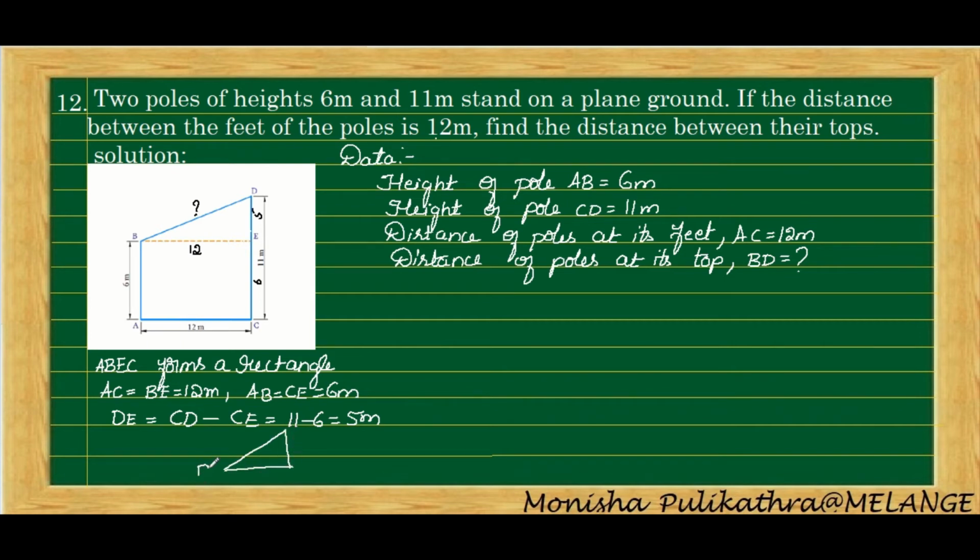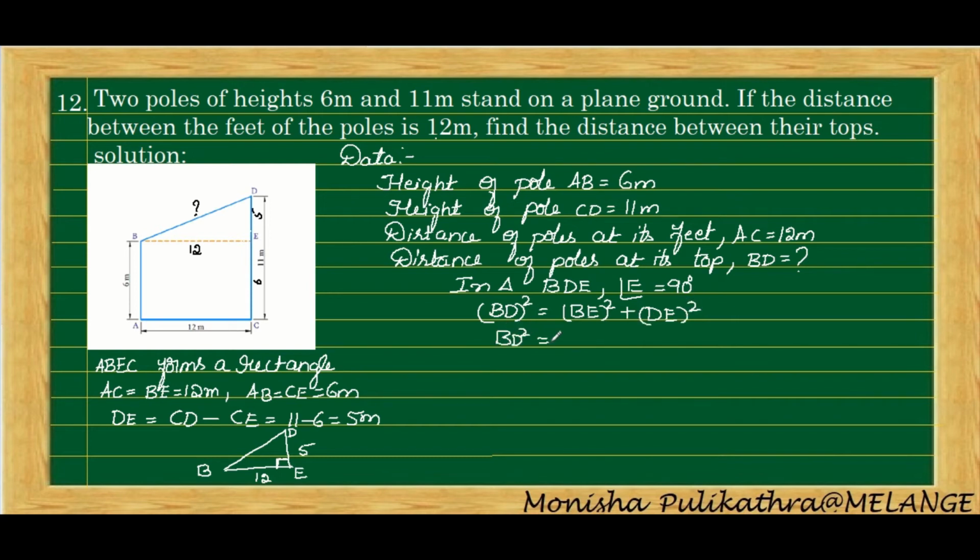So that is B, E and D. So here DE is 5 and BE is 12. So this is a right angle triangle. If it is a right angle triangle, we can apply Pythagoras theorem. So in triangle BDE, angle E is equal to 90 degree. By Pythagoras theorem, hypotenuse square, that is BD square, is equal to BE square plus DE square.